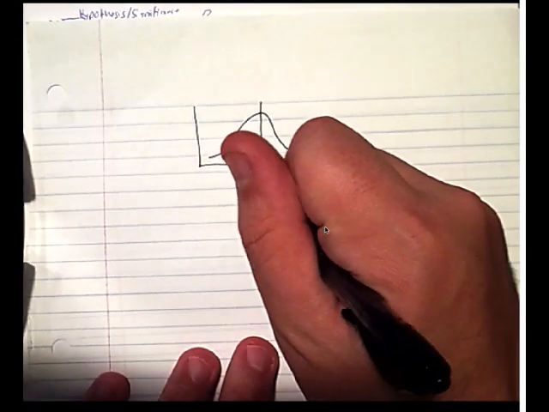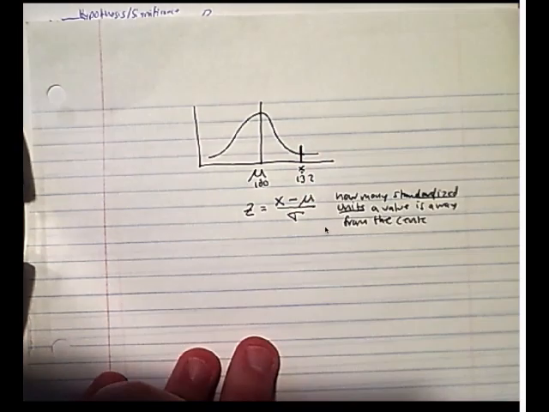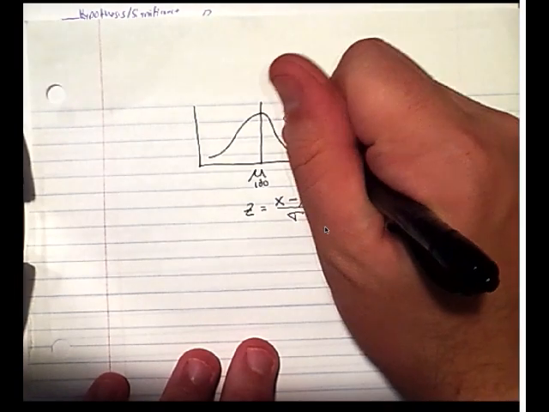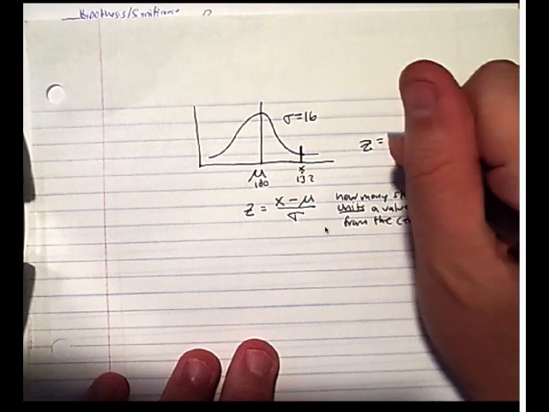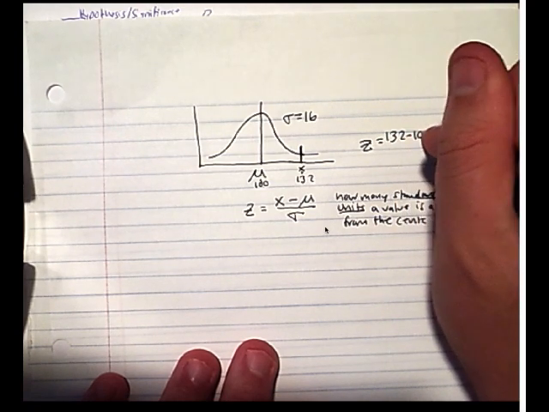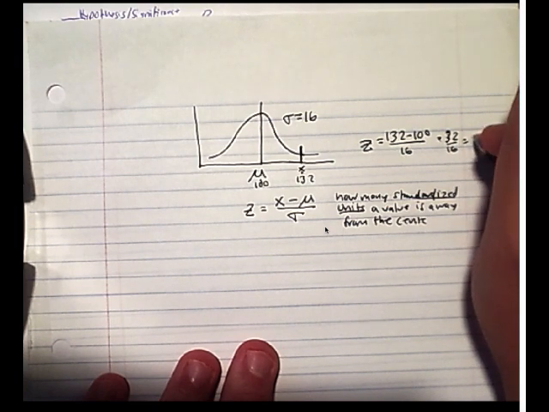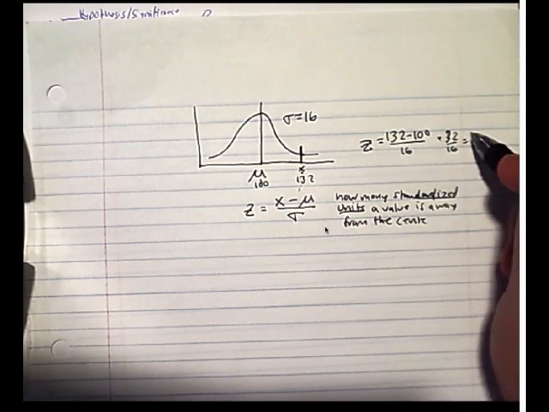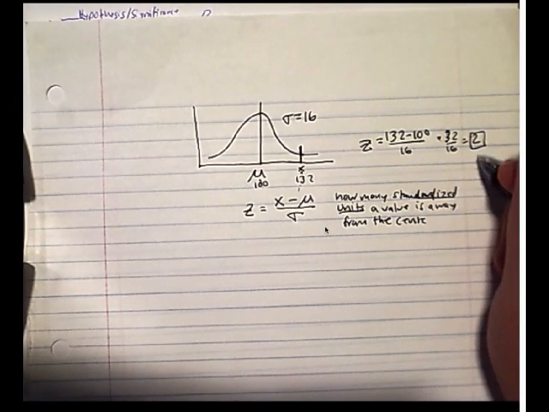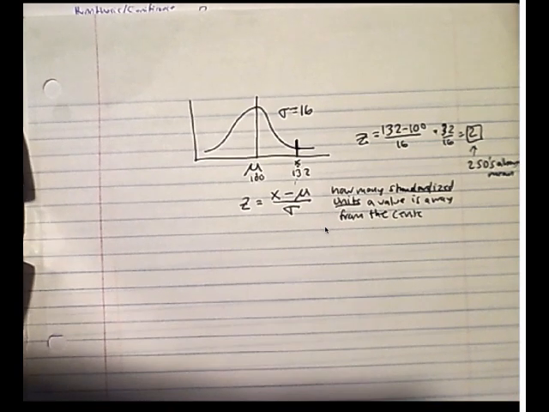So for example, in an IQ example, maybe someone has an IQ of 132 and the mean's 100, and let's say the standard deviation is 16. To find their Z-score, we would take 132 minus 100 over 16, which would equal 32 over 16, which would equal 2. So this person that scored a 132 actually has a Z-score of 2, which means they're 2 standard deviations above the mean, which is fairly good.